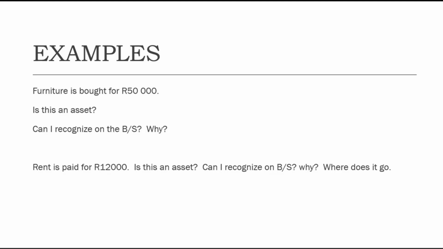What are the recognition criteria? We did say that it must be probable that future economic benefit will come out of this. Will future economic benefit come out of the furniture? Yes, it will allow clients to come in, make business and we will get income. Does it have a cost which can be reliably measured? The answer is yes. The cost is 50,000. So it meets the two recognition criteria. And remember, both recognition criteria must apply before you can recognize it on the balance sheet.